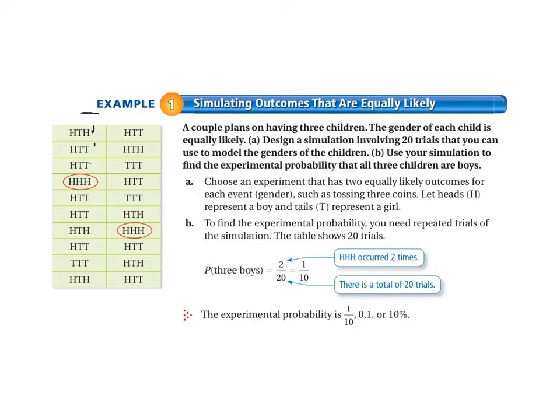So we are looking for the experimental probability that all 3 children are boys. In our 20 trials, boys, boys, boys, or heads, heads, heads came up 2 times out of 20. When we simplify that fraction, it's 1/10 or 10%.